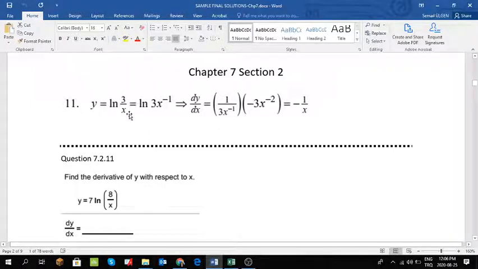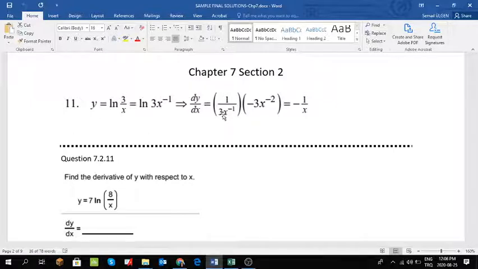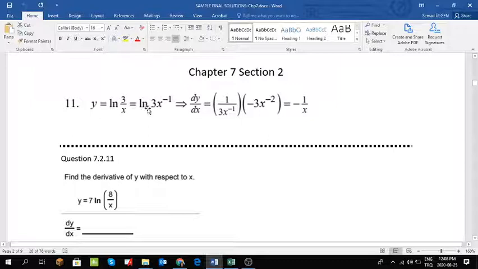So y is ln 3 over x, and first of all you write this in power form, the inside one, and you remember the derivative of ln x. It is 1 over the inside function times the derivative of the inside function. So the derivative of ln f of x is 1 over f of x times the derivative of f. So 1 over f of x is 1 over 3x to the negative 1, and the derivative of the inside function is negative 3x to the negative 2. We apply the power rule to get that.